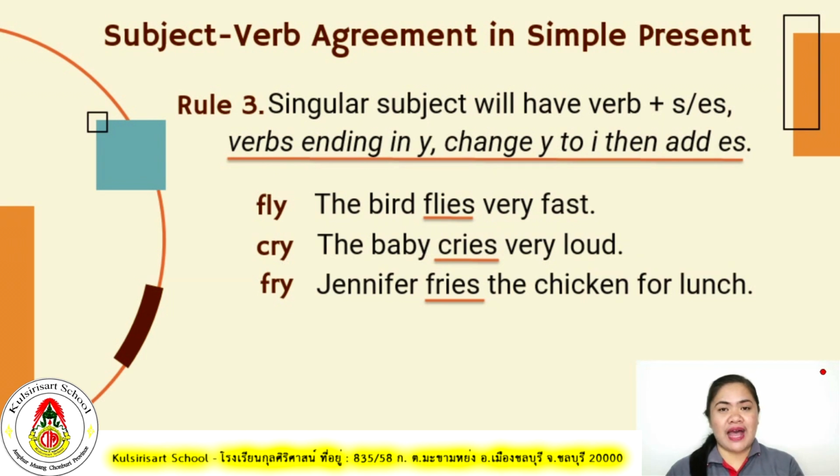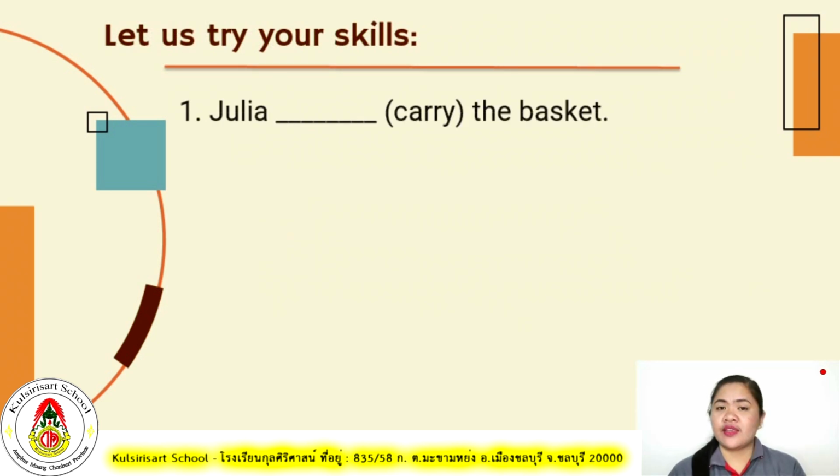So, we already talked about the 3 rules in subject-verb agreement with regards to the simple present. This time, we are going to answer a sort of test of your understanding. So, we'll have sentence number 1. Julia blank carry the basket. The verb is carry. So what do you think should be the verb in this sentence? Okay, very good. As rule number 3 says, if your verb ends with Y, you are going to change Y to I and then add ES. Remember, that only applies if the sentence has one subject. So in this sentence, the answer should be carries.